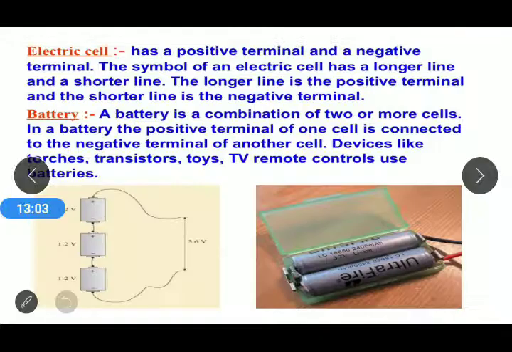If you look carefully, and if you open the remote control where we place the cells, you can find that in that area the positive and negative terminals are mentioned, and according to that we place the cells there. That is called the battery.